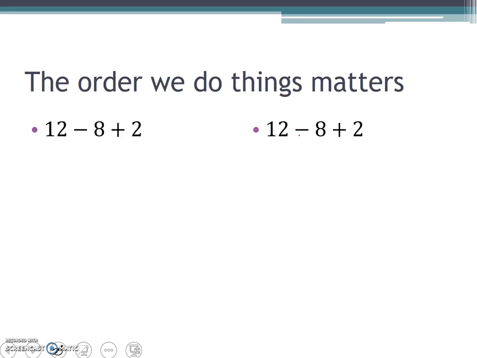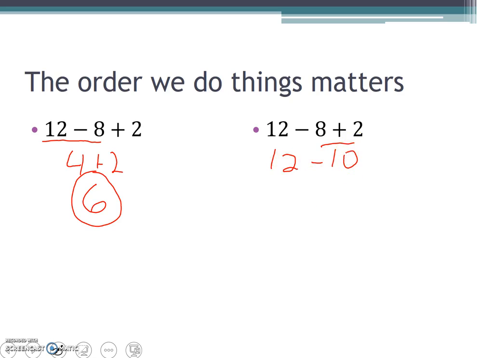12 minus 8 plus 2. Same thing, but let's suppose we give it to two different people, and those two people do all the arithmetic right. The first person decides to take 12 minus 8 first, which is 4, and then 4 plus 2 is 6. And so the first person gets an answer of 6. The second person decides, instead of taking 12 minus 8, he's going to go 8 plus 2. The 12 would not change, but the 8 plus 2 we know is 10. 12 minus 10 is 2. And so that person gets the answer of 2.